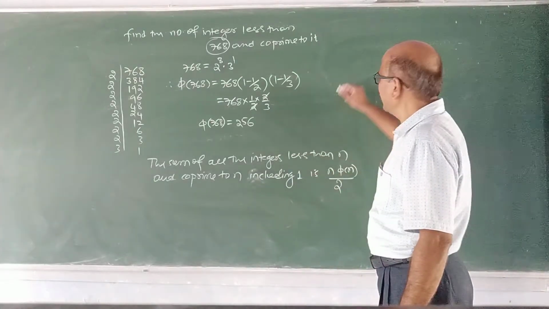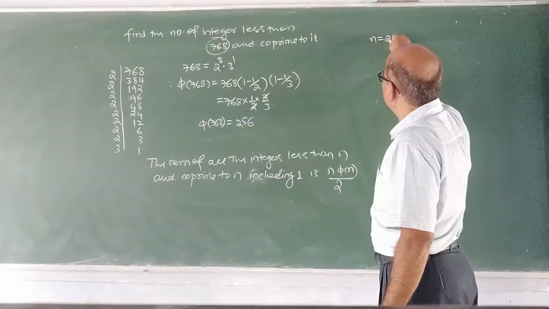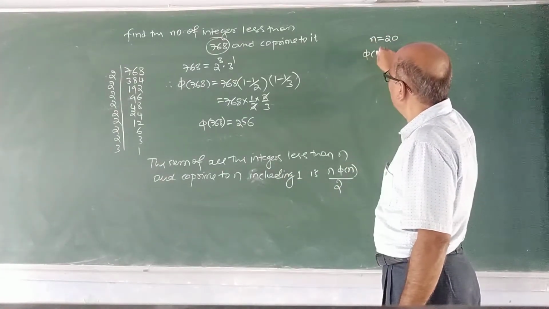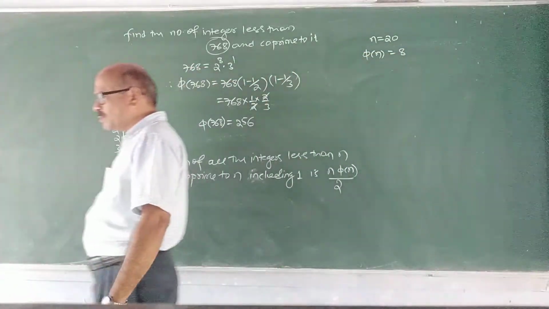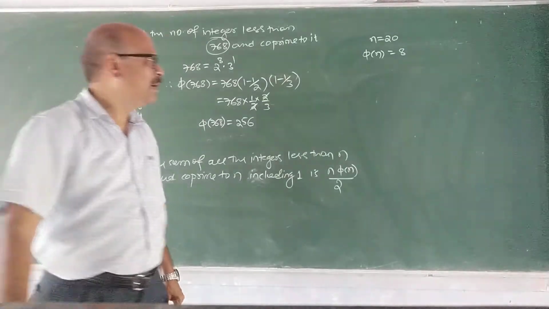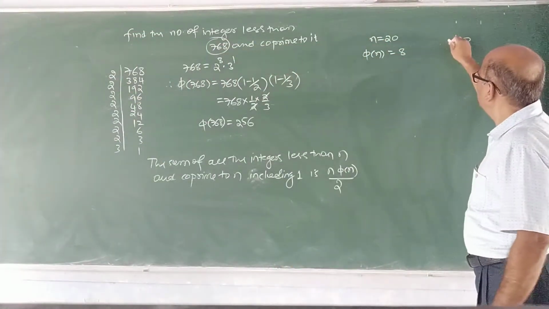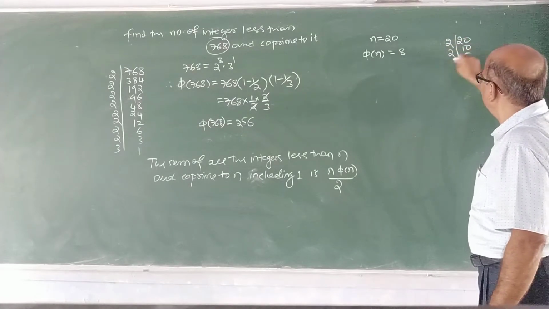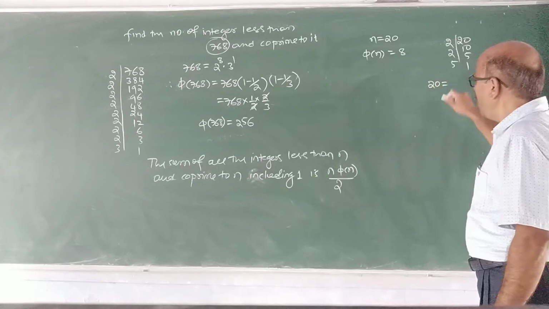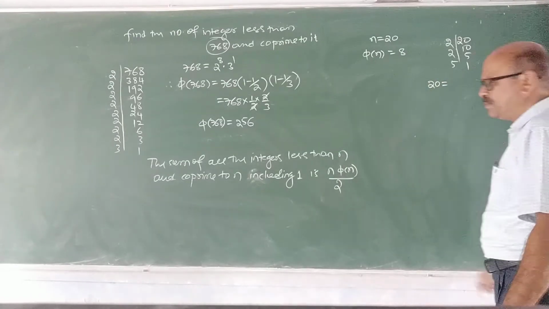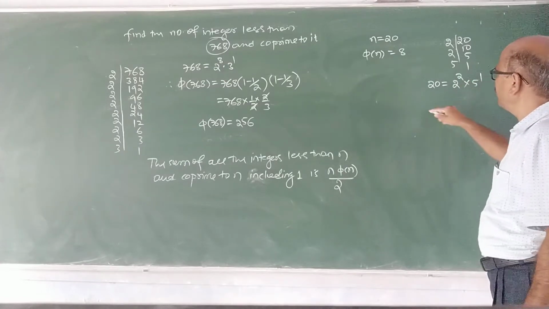Let me take one simple example to explain this. Suppose n is 20, and what is phi of n? It is 8. We need not use the formula. Of course, I use the formula here and verify the answer. 2 into 10, 2 into 5, 5 into 1. So, what is the canonical representation of 20? Sorry, 20 is 2 squared into 5 raised to 1.